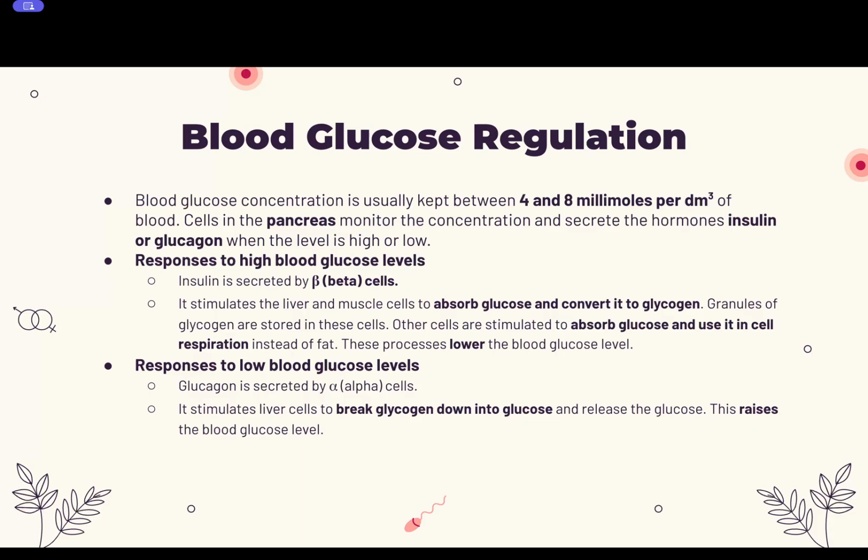And then there are responses to low blood glucose levels. If you haven't eaten for a long time, your blood glucose will probably go down to lower than 4. When it goes lower than 4, your pancreas secretes glucagon from the alpha cells to stimulate liver cells to break down the glycogen that they stored into glucose and then release the glucose to be used. So this will raise the overall blood glucose level.